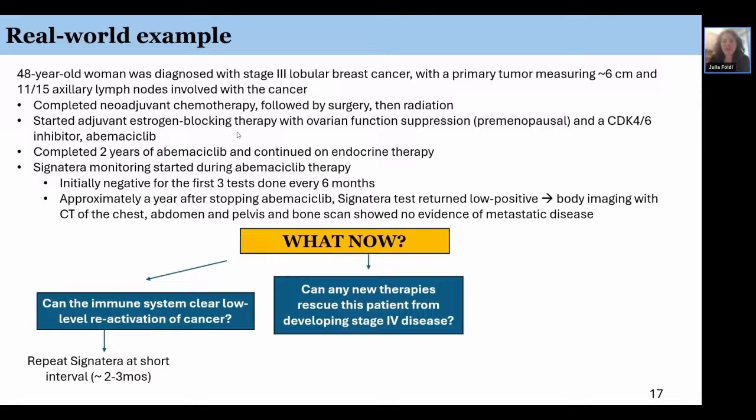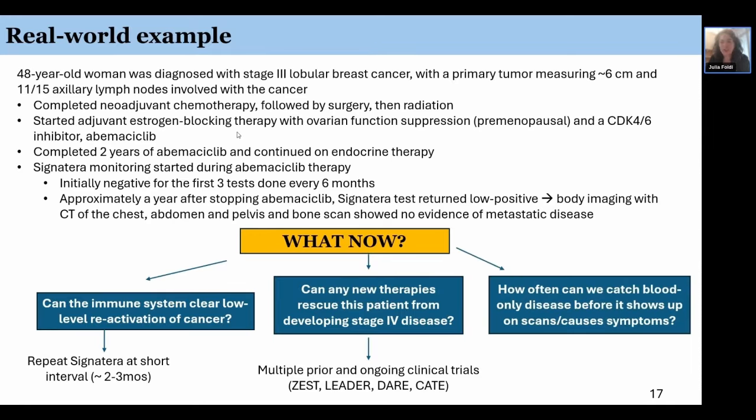Another big question in the field is, can any new therapies rescue this patient from developing stage 4 disease? We don't know, but there are multiple ongoing and prior completed trials. We don't have a clear answer on this just yet, but there are ongoing clinical trials to try to answer this question. Can we give a new therapy to this patient and prevent metastatic disease? And then the third question is how often we can catch blood-only disease before it shows up on scans or causes symptoms. We don't know, but this has to do with how sensitive our blood tests are.